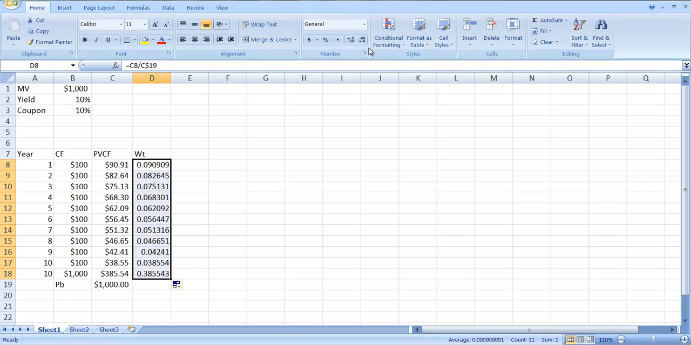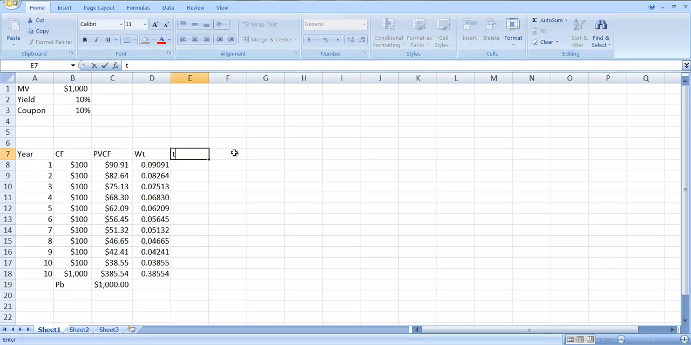And if you like, you can change the number of decimal places. We don't need a whole bunch, that's enough. And what do we need now? We need T, the time period, times the weight. And the time period is in cell A8. And the weight is in cell D8.